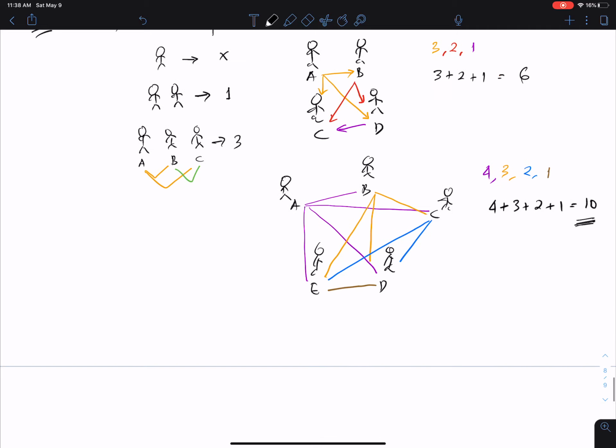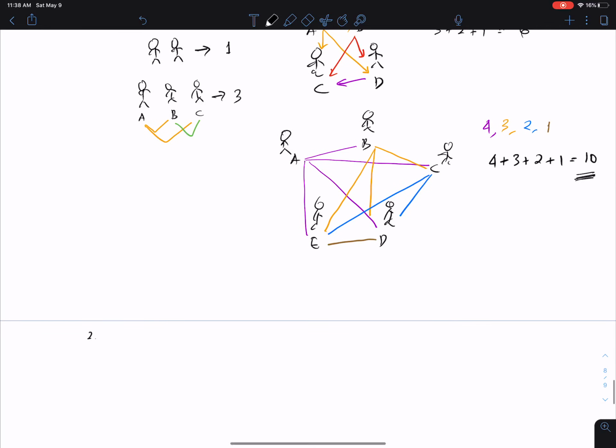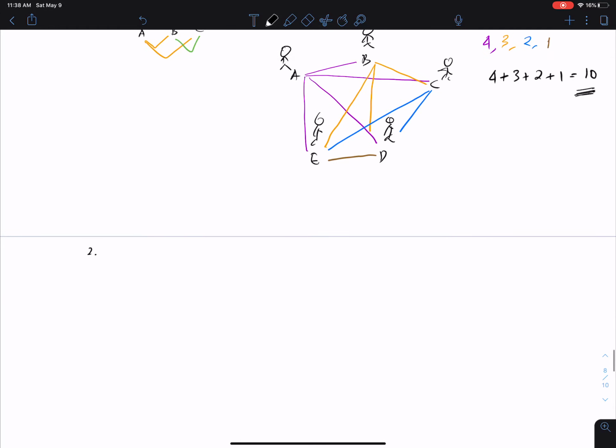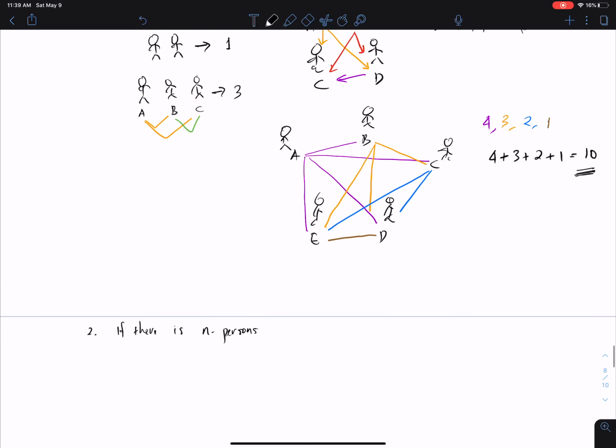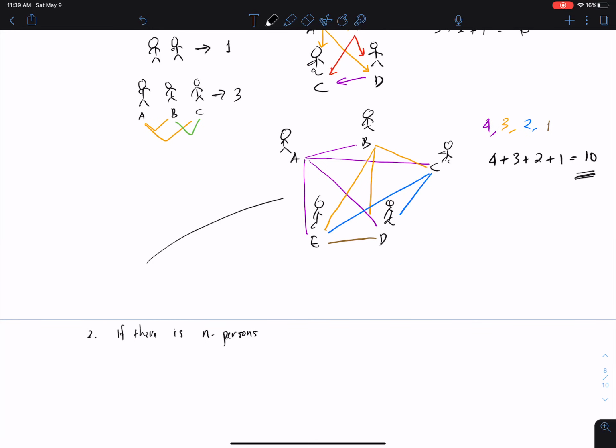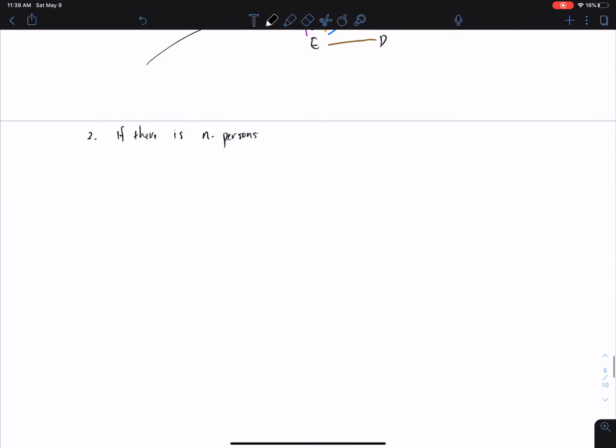Now we start the second question. Second question is still about the handshake problem, but what if there are n persons? Meaning it can be any number, can be 6, 10, or 20, or 40, or 100. Definitely we cannot do it by manual calculation like this. There should be a formula to calculate this.